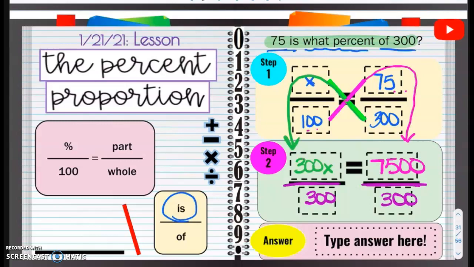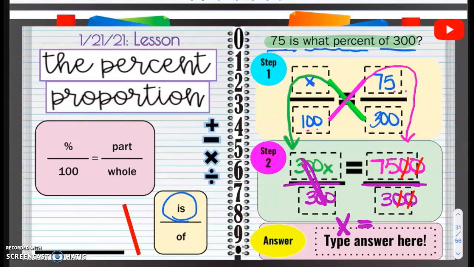7,500 divided by 300 to get that x by itself. So now we have 7,500 divided by 300. What we can do is we can cancel out some zeros here. There's one, there's one, there's one, there's one. So now we have 75 divided by 3. Can you see that? 75 divided by 3.